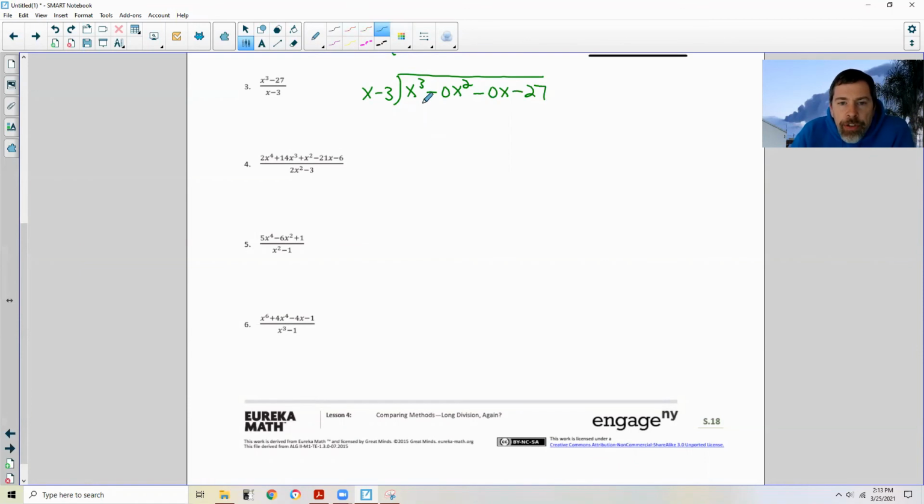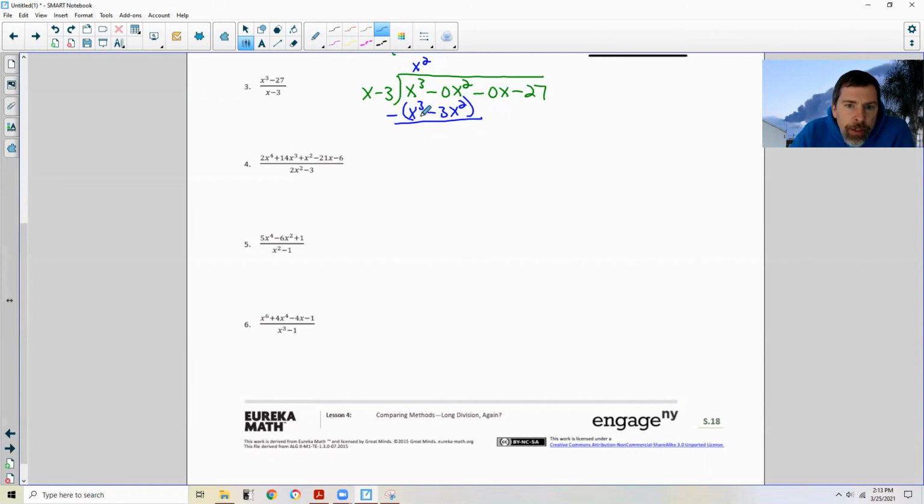Then I start with the division. I have an x, I need an x cubed, so that's going to be x squared. That will give me x cubed here. X squared times a negative 3 is negative 3x squared. Subtract. Again, be careful with your subtraction. That's why I put parentheses here.